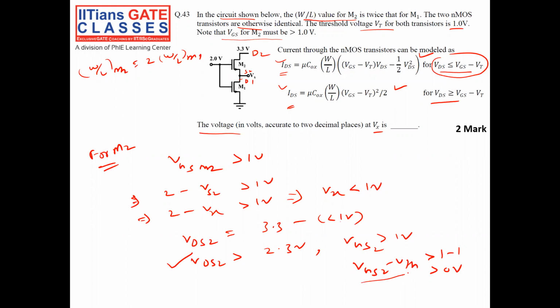VGS minus VTH and VDS. So VDS2 is greater than VGS minus VTH for transistor M2, right? VDS2 is 2.3 volt, and VGS minus VTH is greater than 0 volt. So it is meeting the condition of VDS greater than VGS minus VTH. So the transistor is operating in saturation. So M2 is in saturation, right? We have to apply this equation for the current.